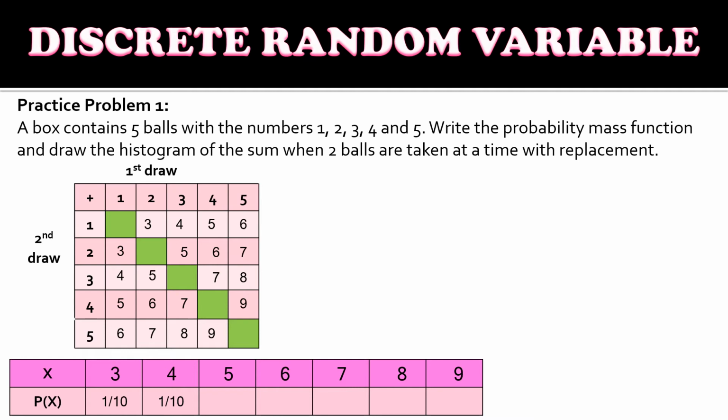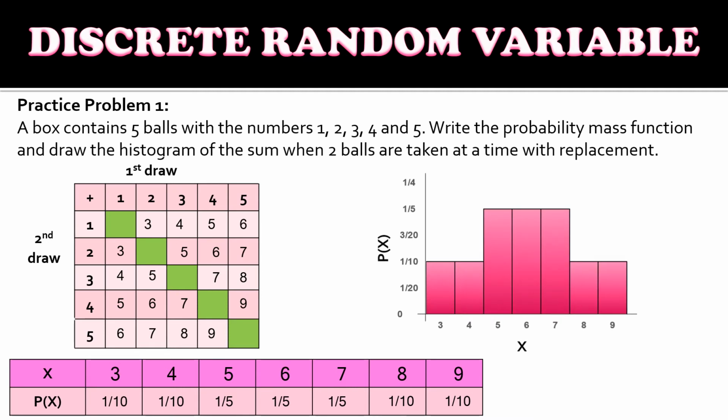Then for getting a 5, if we count them, there are four 5s. So that's 4 over 20 or 1/5. Then we have 6, so there are also four 6s. So that's also 4 over 20 or 1/5. Same with 7. Then for 8 and 9, there are 2 of each, so that's 2 over 20, which is 1/10.